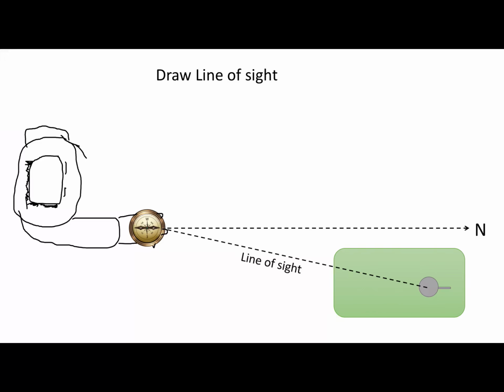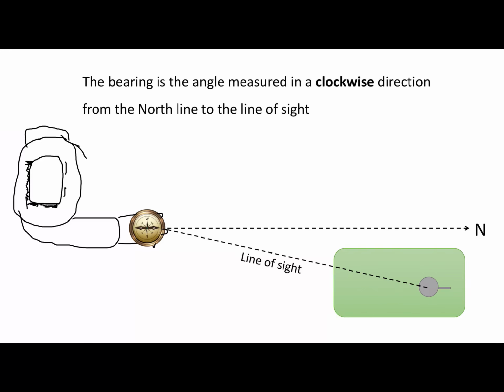Now, this is where it gets tricky. Bearing is the angle measured from the north line to the line of sight in a clockwise manner. Okay? So your angle must be from the north line to the mark, and when it travels from the north line to the mark, it must be in a clockwise direction. For those of you who do not know what is clockwise direction, just look at this simple clock. The hands of this clock always move in a clockwise direction.